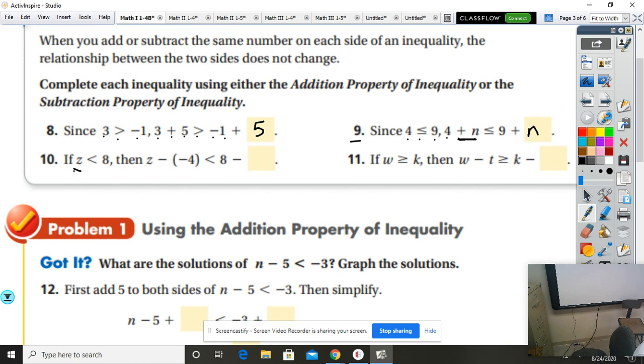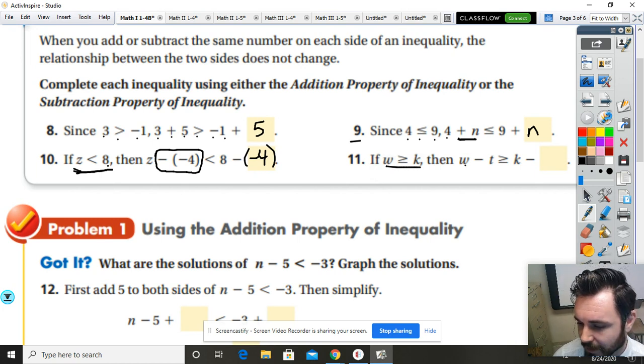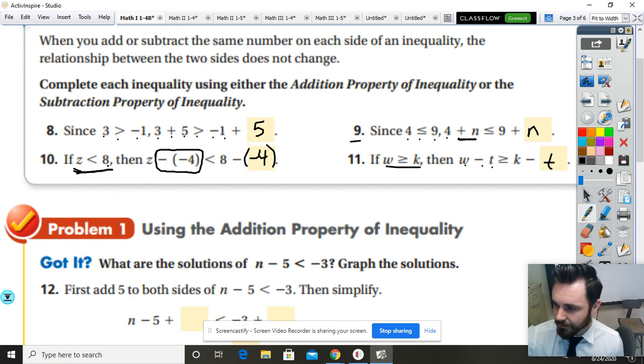Even here, z is less than 8. Notice we're adding, or in this case, I guess you would say subtracting, -4. It's kind of trying to be a little ridiculous just to prove that, hey, what I do to the other side where there's an 8, I have to do it here as well. Again, w greater than or equal to k. We have w minus t, so guess what? I need to minus t on the other side.